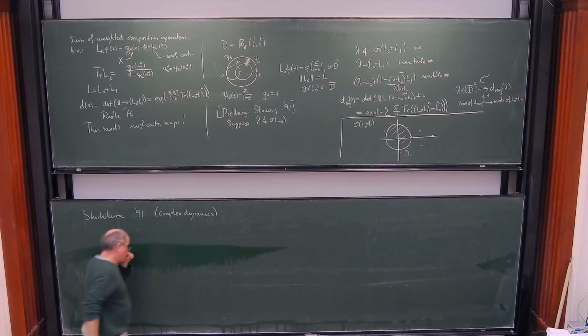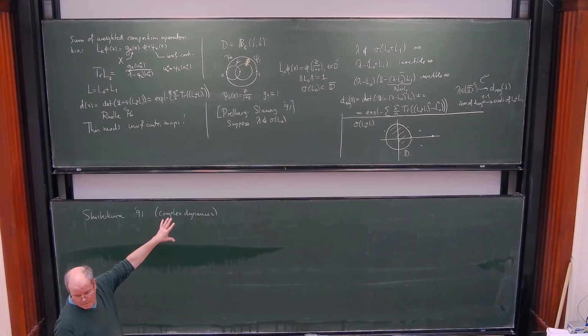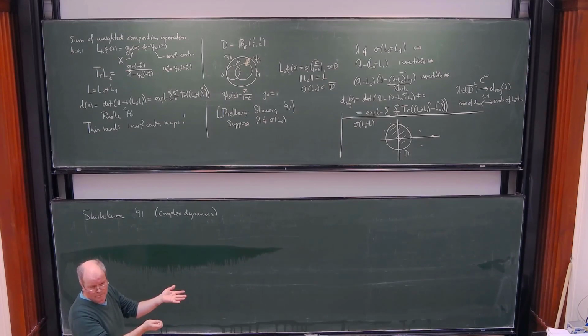Sorry, can I just interrupt? I'm a bit confused. In this notation, the zeros are the same as the eigenvalues. Yes, like one over the eigenvalues. Exactly. But I thought the eigenvalues were inside the unit disk. No, outside. In this context, L0 has radius 1, and we don't know what's going on with L0. So we don't know what's happening with eigenvalues inside.